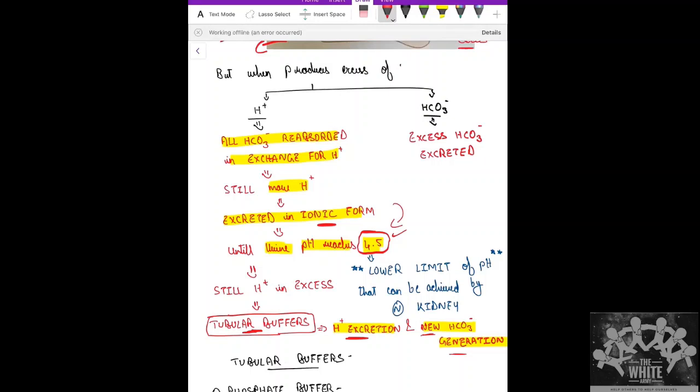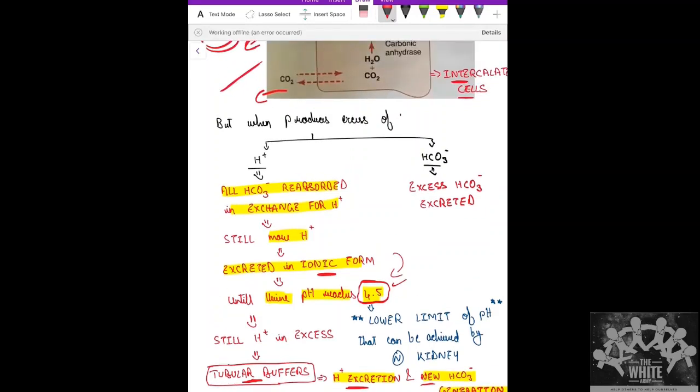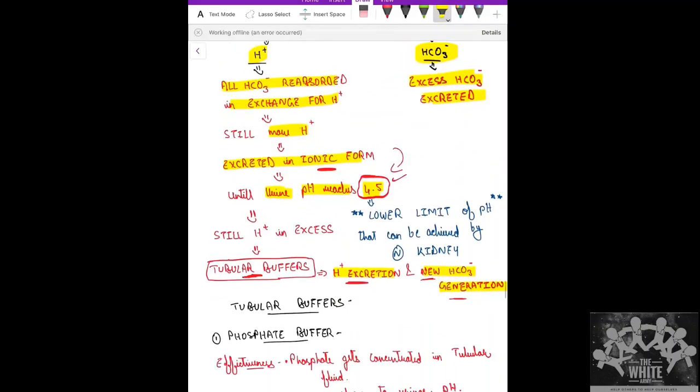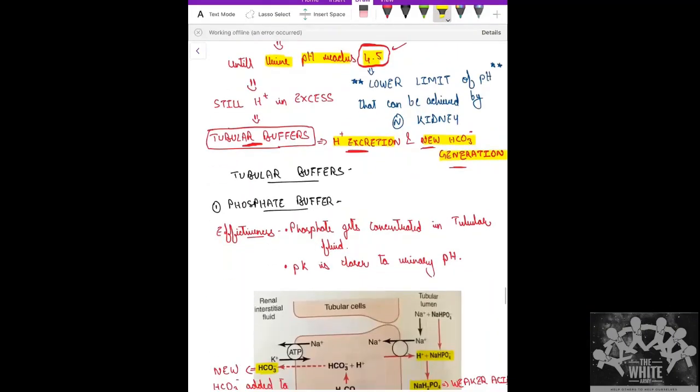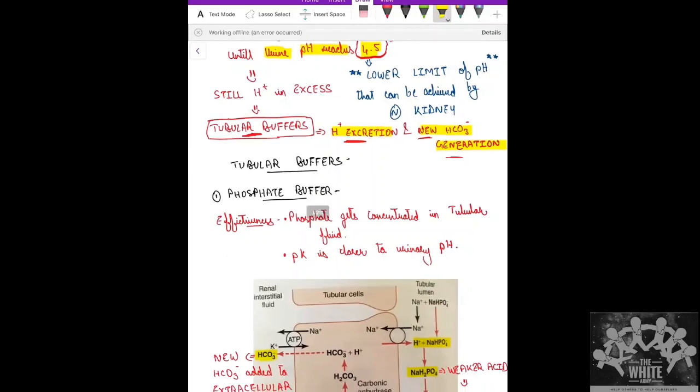If HCO3 minus is in excess, like in alkalemia, this urinary limit of pH is not a problem, so they can just excrete the excess HCO3 minus. Okay, so that is what happens in acidemia and alkalemia. We'll read about these tubular buffers now.